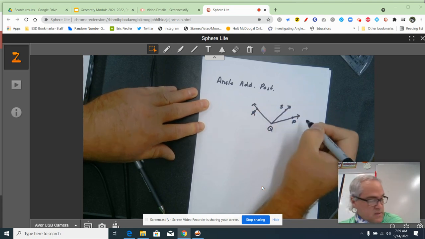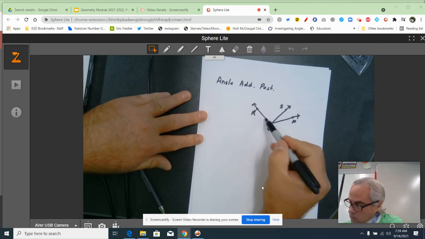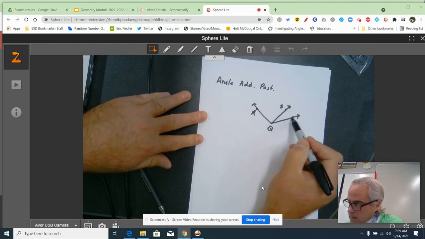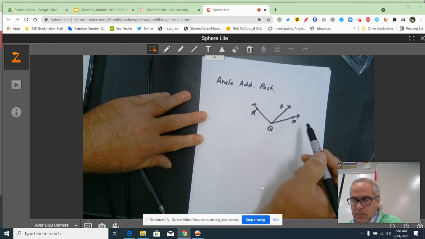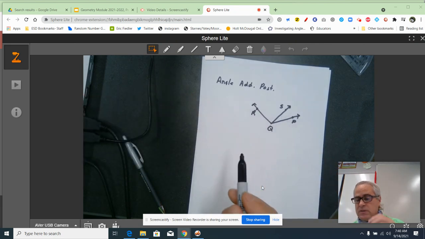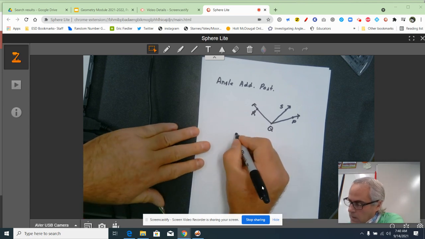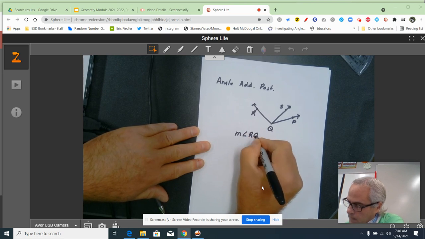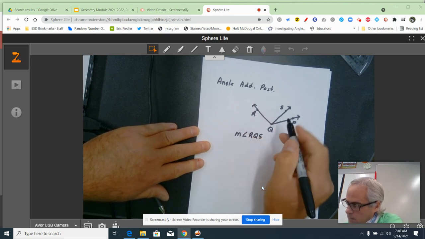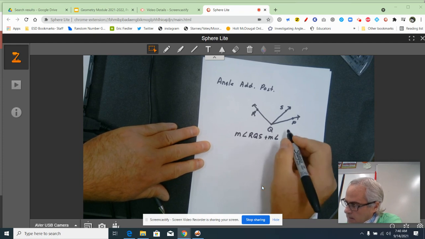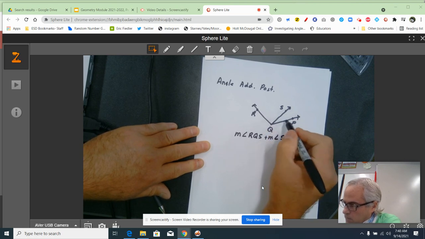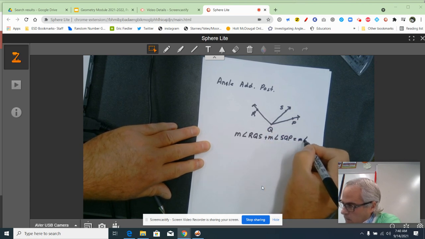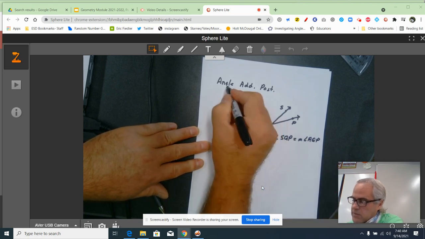The angle addition postulate says that this angle right here plus this angle right here is equal to the big angle. Sound familiar? It's kind of like the segment addition postulate. The sum of the pieces is equal to the whole. So writing this in geometric notation, measure of angle RQS, this piece right here, plus the measure of angle SQP, this angle right here, is equal to the biggest angle, equals the measure of angle RQP. That's called the angle addition postulate.